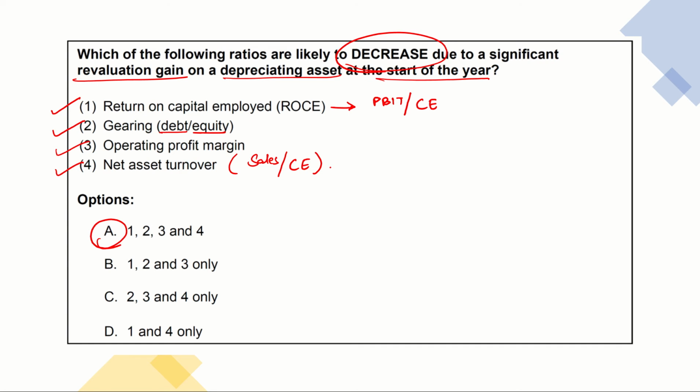All four of them are going to go down as a result of the recognition of revaluation gain on a depreciating asset. And I hope this video will help you understand how the ratios are going to move up and down, and you will try your best to make sure that you pick out the correct answers in your actual exam.